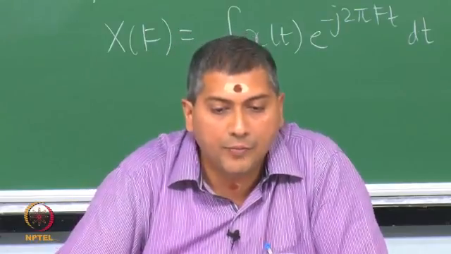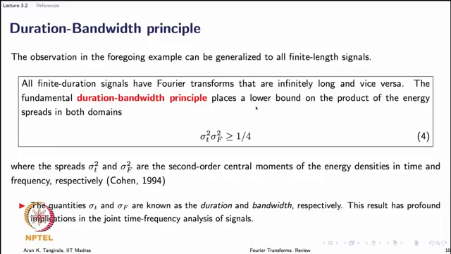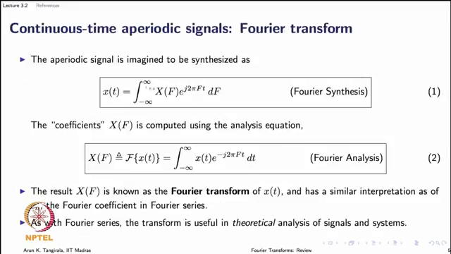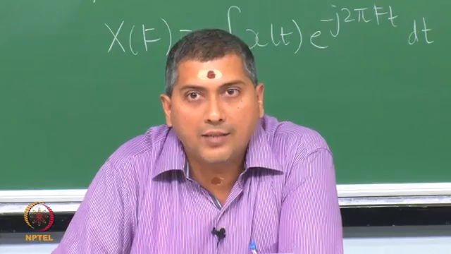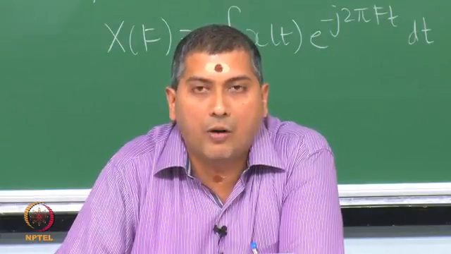And how does it achieve it? So, look at this equation 5 that we have. I have x of t as the integral from minus infinity to infinity of e to the j 2 pi f t dX of f. Compare this equation with the synthesis equation for x of t. To understand the Fourier Stieltjes transform, I am going to replace X of f df with dX of f. So, I am going to define dX of f as X of f times df whenever x of t is aperiodic.